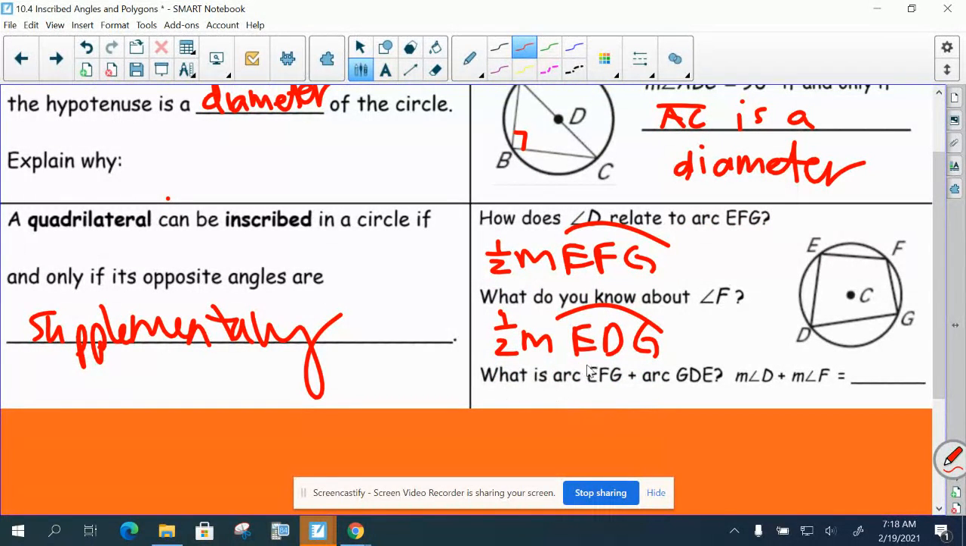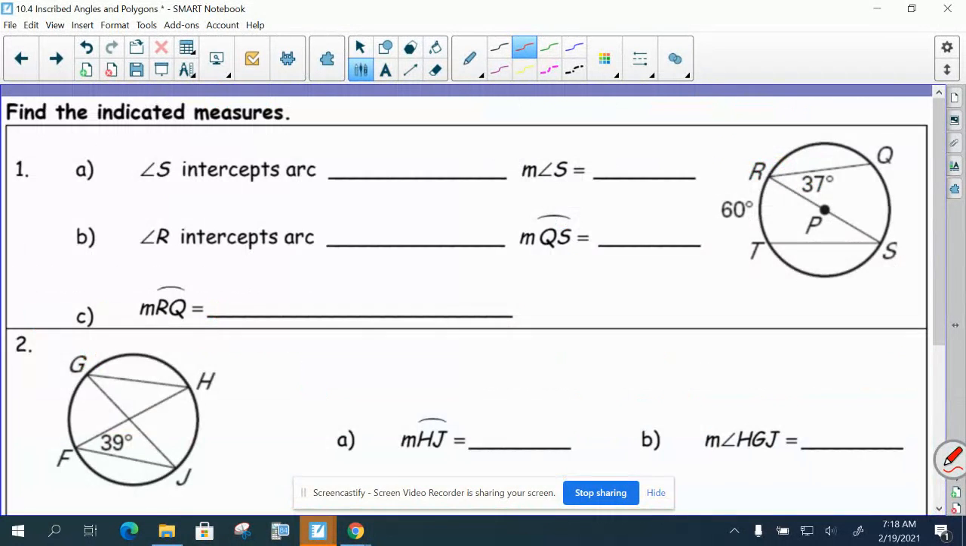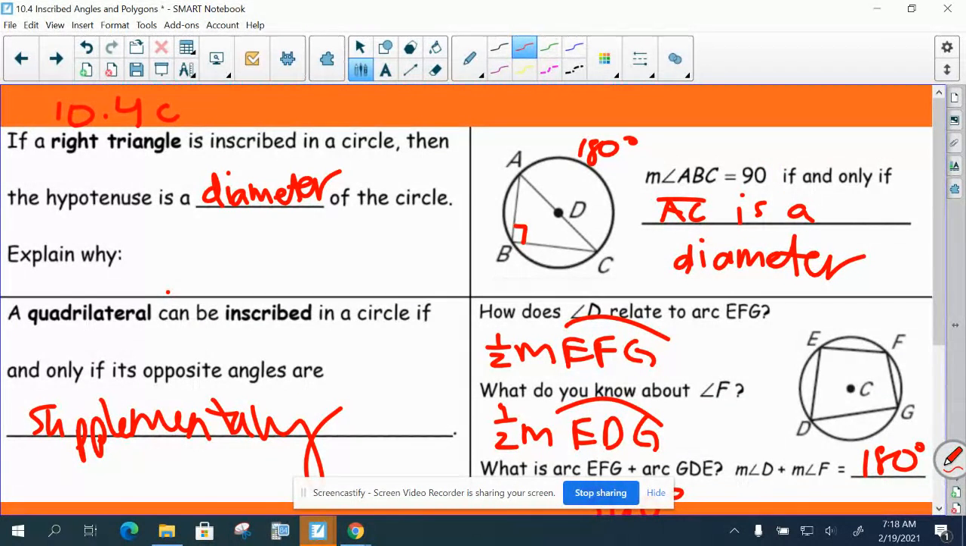So if the measure of both of these arcs together is 360, then angles D and F, though the arcs are not exactly split in half, must together be half of that, which is 180. Therefore, whatever they are, they must be supplementary. So it's the same thing for E and G. You could do the same kind of reasoning for that. And we'll call that one 10.4D.